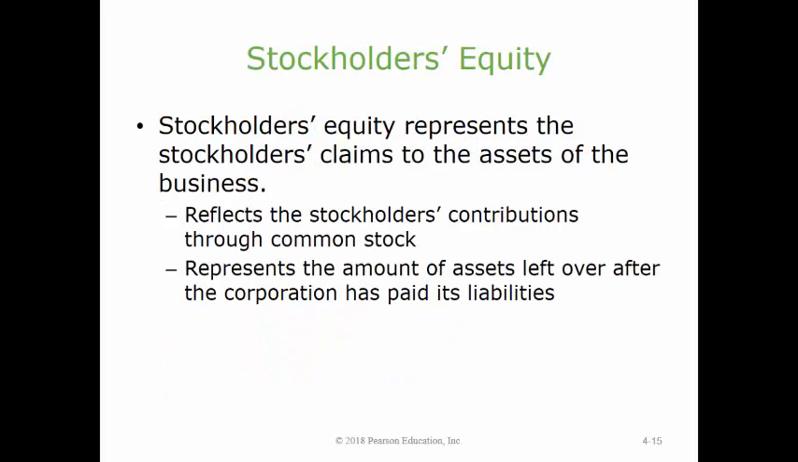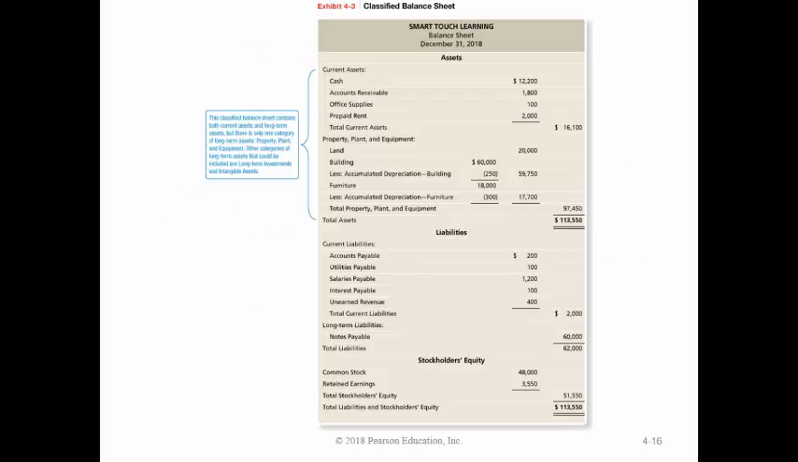Stockholders' equity represents the stockholders' claims to the assets of the business. The stockholders' equity section reported on the balance sheet is in part transferred from the ending retained earnings balance on the statement of retained earnings. The equity balance also reflects the stockholders' contributions through common stock. It represents the amount of assets left over after the corporation has paid its liabilities. The classified balance sheet includes categories for current assets, long-term assets, current liabilities, and long-term liabilities.